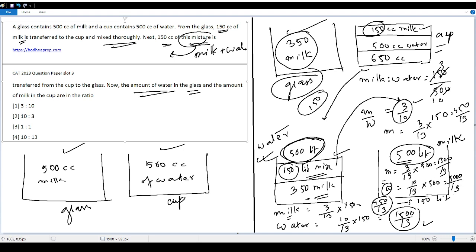I need to find out the amount of water in the glass. So this is the glass. What is the amount of water? 1500 by 13. And the amount of milk in the cup? 1500 by 13. So if you do the ratio, you will get 1 is to 1, because you can see that in both cases the amount is the same.